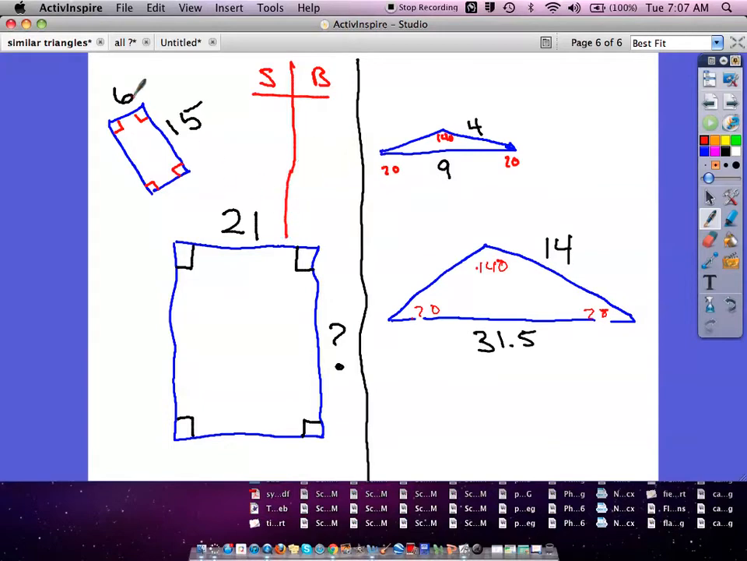And let's see here. The 6 and the 21 are in the same spot. So those are the numbers I'm going to use. 6, 21. Let's see here. So I need to know if the small rectangle is 15, the matching spots over here, what is that going to be? So we can do that in a lot of different ways, and you guys will probably do these in a lot of different ways.